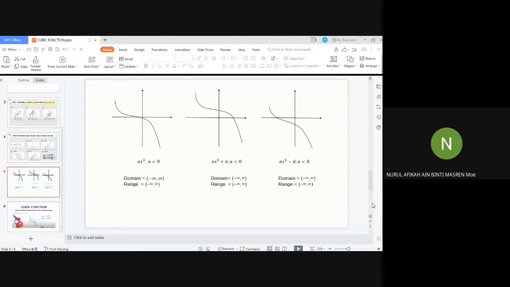Now I'm going to proceed with how to sketch the graph if the value of a is less than 0, which is negative. You can see the difference between this shape of graph and the one Fatin presented. For the second and third graphs, it is d and negative d, just like before. Okay, Fatin, next.